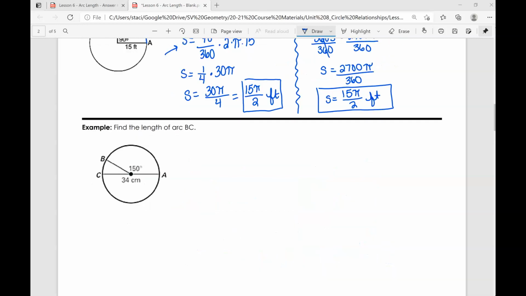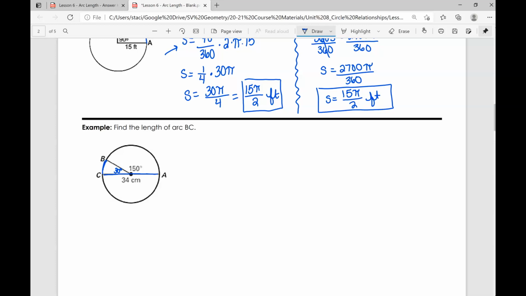All right, let's take a look at this next one. The next one says find the length of arc BC. And so when I look at arc BC, I'm not actually given the central angle. I'm given the central angle of the other arc, which is 150 degrees. So I know, since this is a semicircle, that this little central angle has to be 30 degrees. I also see that I'm given the diameter.